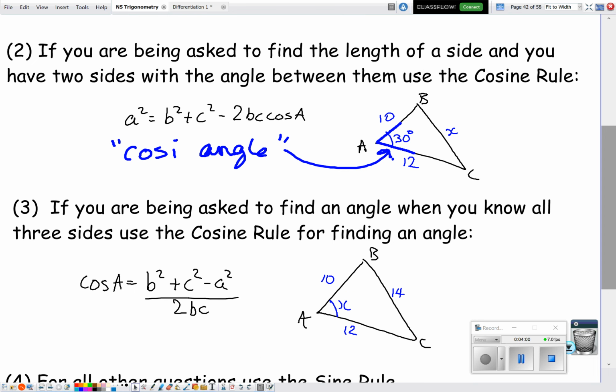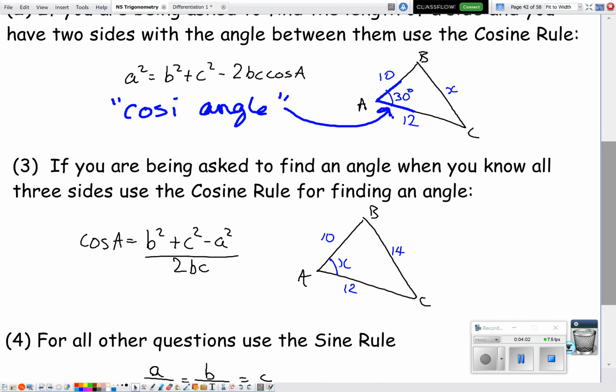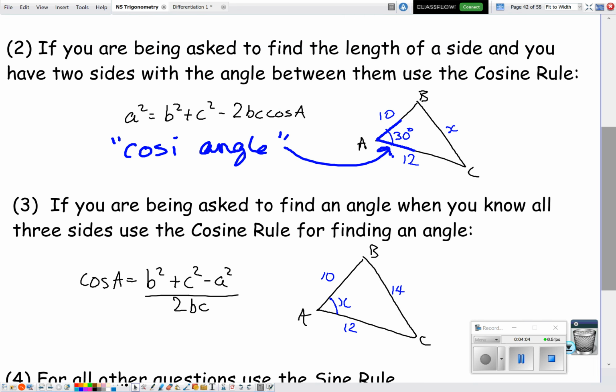Number 3 is the other version of the cosine rule, and again it's nice and quick to rule that one out as well, because you can only use that version of the cosine rule if you have all 3 sides for finding an angle. So again, if you don't know all 3 sides, don't use that version of the formula.